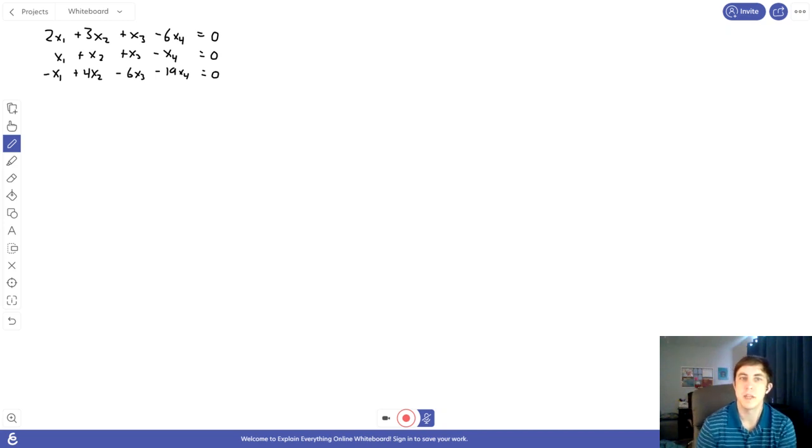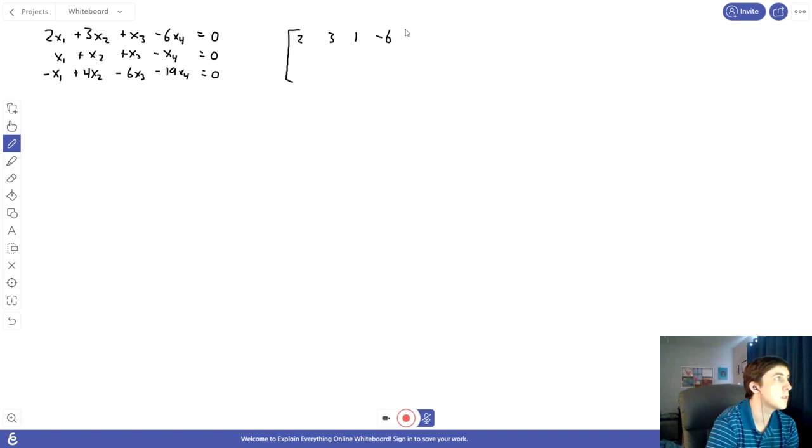In this video, we're going to see how to find the basis of a solution set for a homogeneous system of equations. I have a homogeneous system written down here, and the first thing we're going to do is solve it just like we're working an E3 problem. To do that, we'll write down the corresponding augmented matrix here. So we have 2, 3, 1, -6, and 0. 1, 1, 1, -1, 0, -1, 4, -6, -19, and 0.